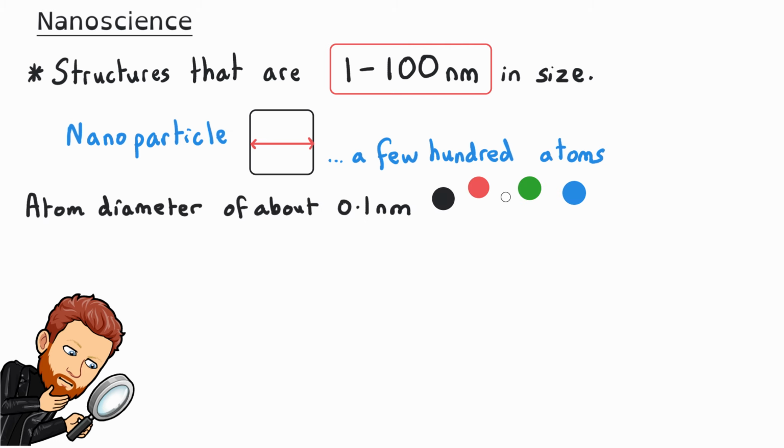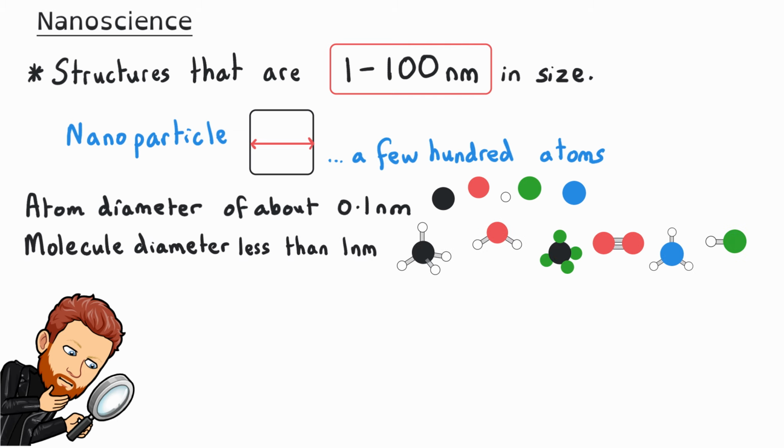There are about 100 different types of atoms, and their diameter will vary, but it is taken to be about 1/10 of a nanometer, so 0.1 nanometers. There are many different molecules, so their diameter will vary, but it is generally less than 1 nanometer for small molecules. Nano is often used in the wider world as a prefix to imply something is smaller than normal.